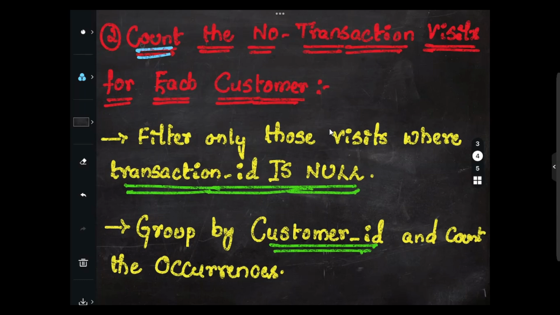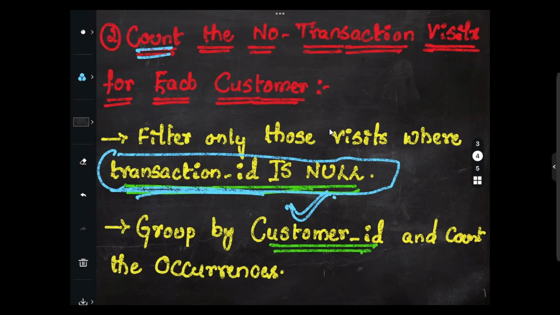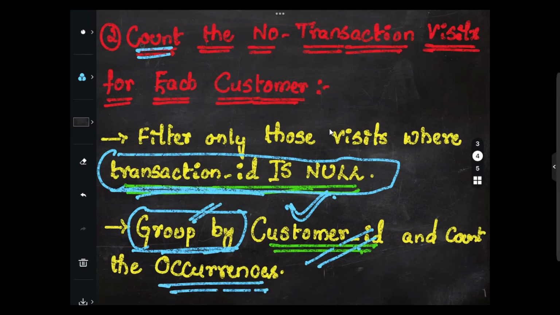So the first step here is we will filter only those visits where the transaction ID is null. This is very important. This is what we need to find. Then we will make use of the group by clause, which means we will group by customer ID and count the occurrences. This is very important. I hope this is clear as well.